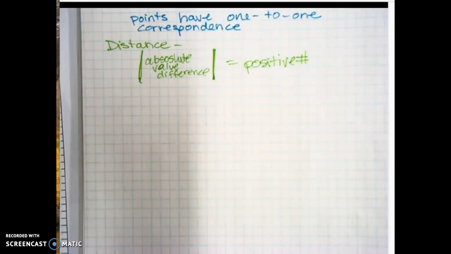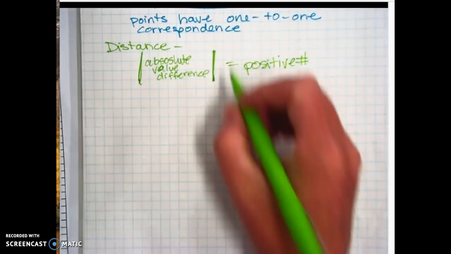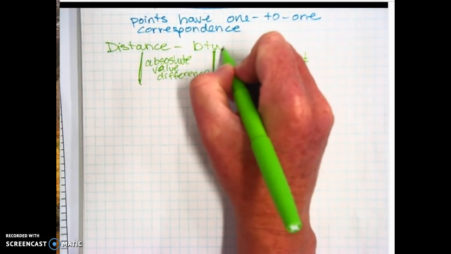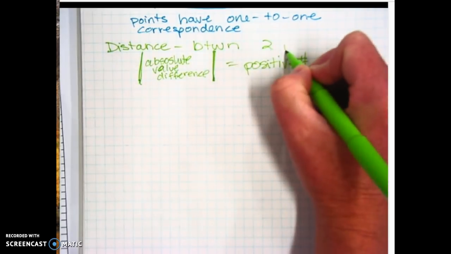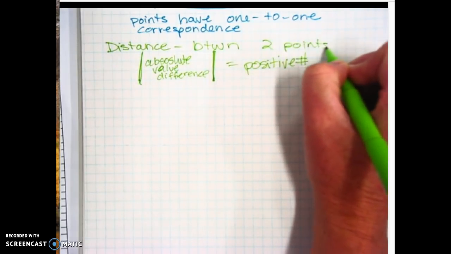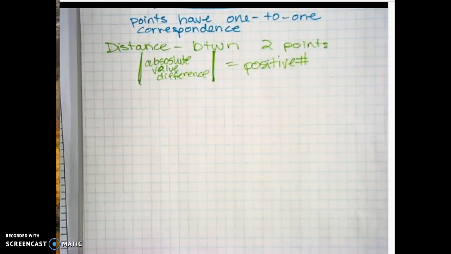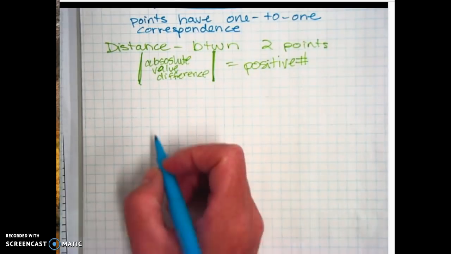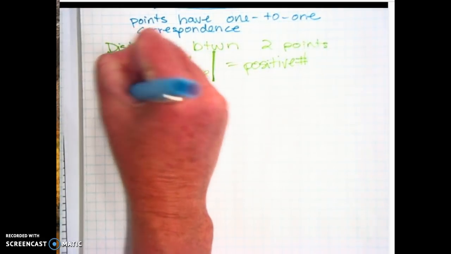So the distance is always between your 2 points. You start at 0, great. If you don't start at 0, you just subtract and then take the absolute value. All right, let's look at an example.